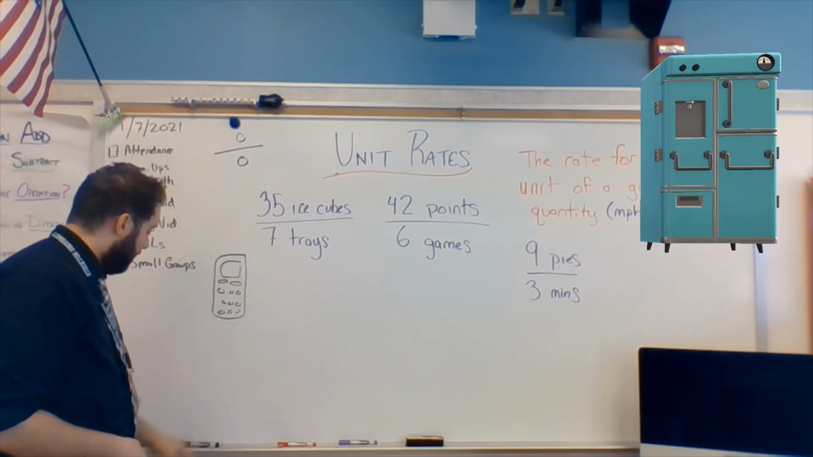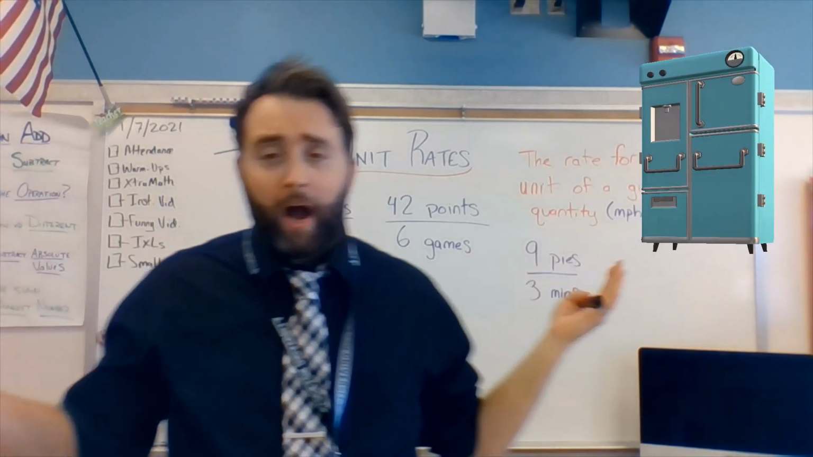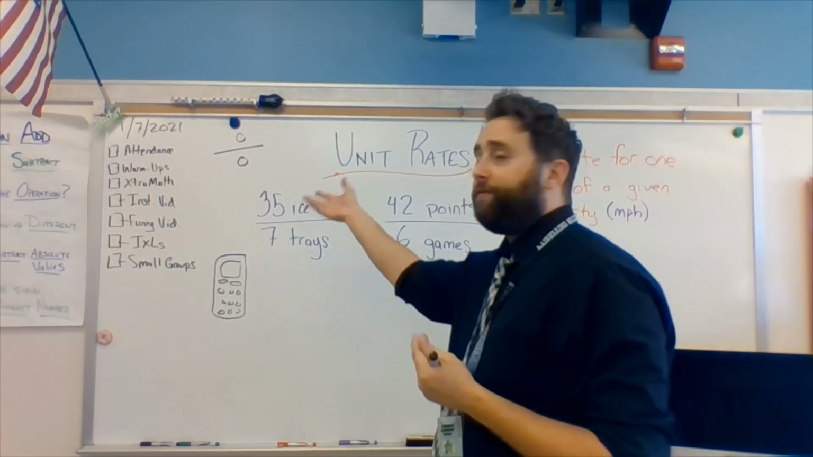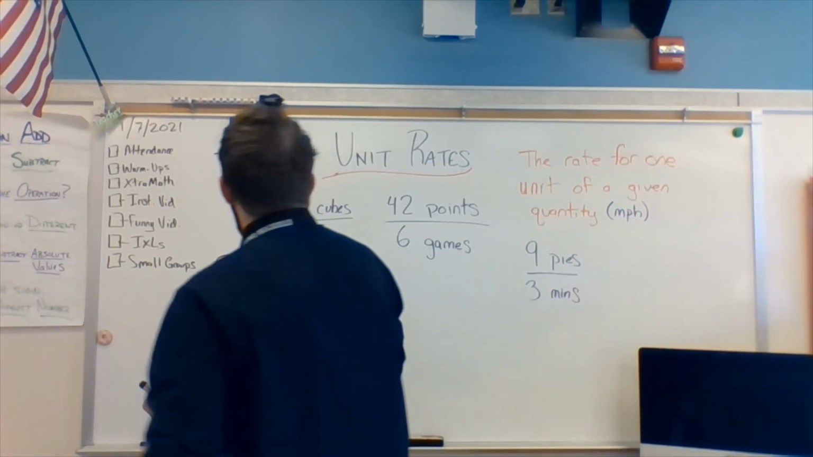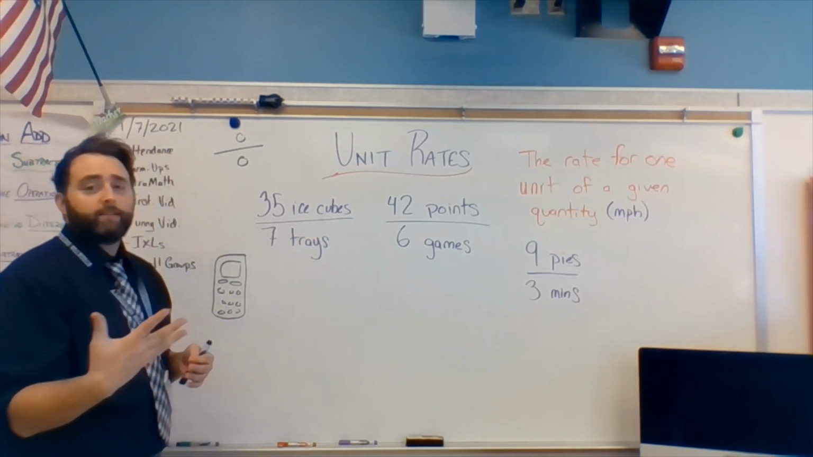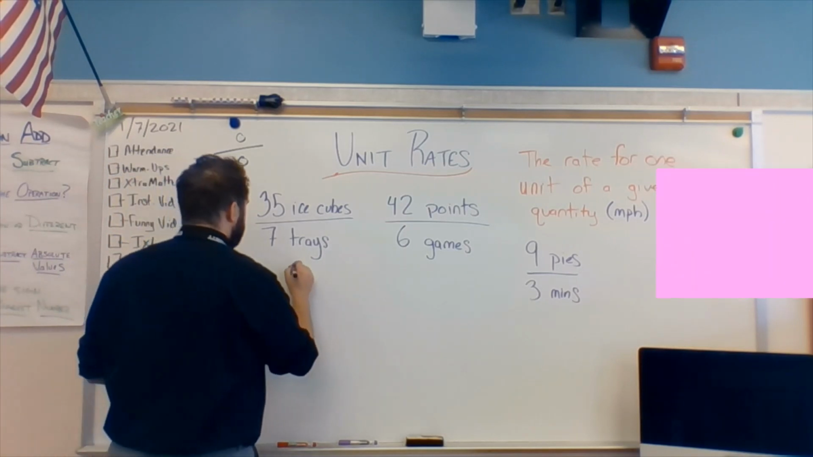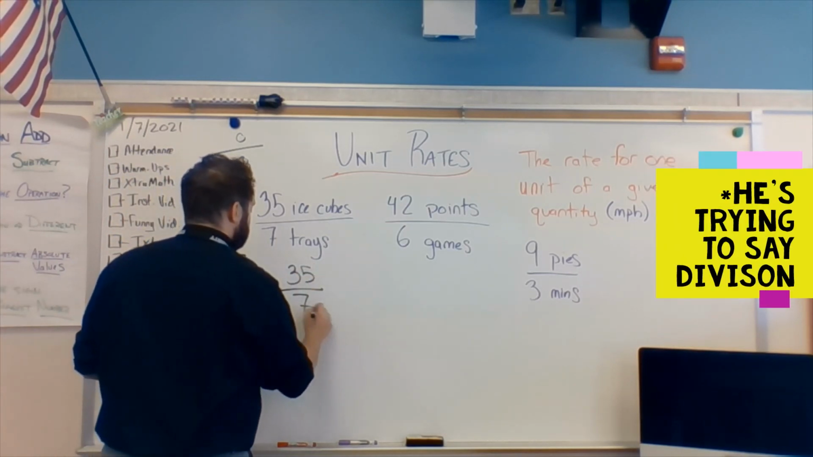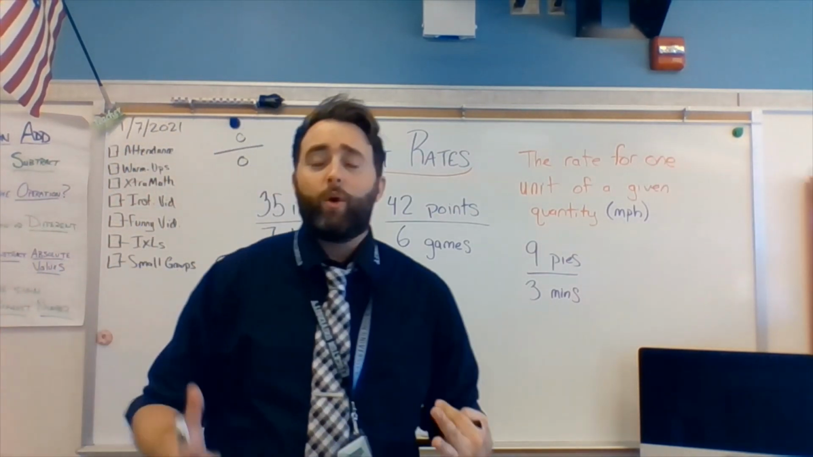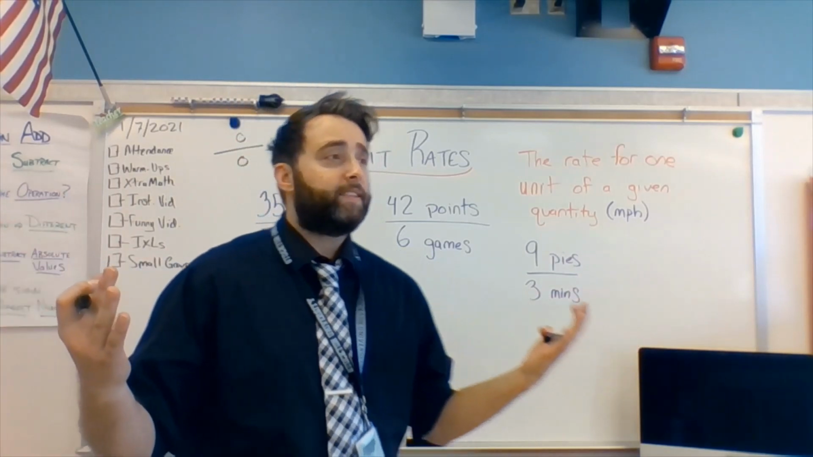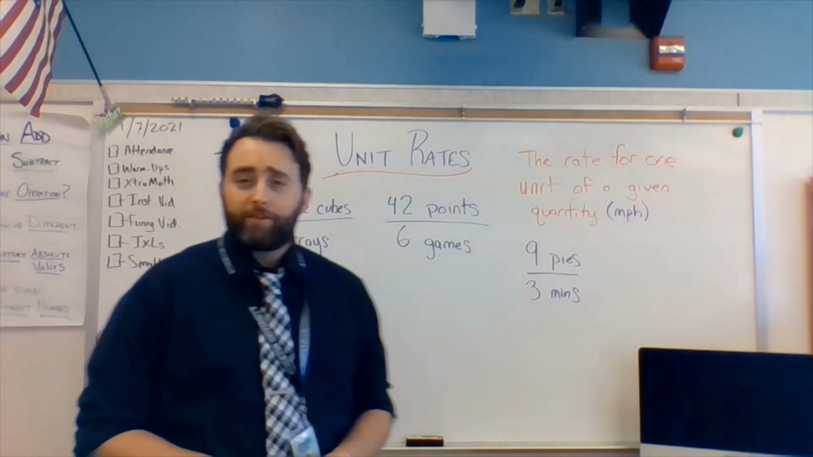My first example here, I have the fact that my ice maker's terrible. It makes 35 ice cubes for 7 trays. So let's try to figure out, how many ice cubes per tray is that? I've already written it out into a decimal. So simply put, you have to do 35 divided by 7. 35 divided by 7 is 5. Your answer is 5.